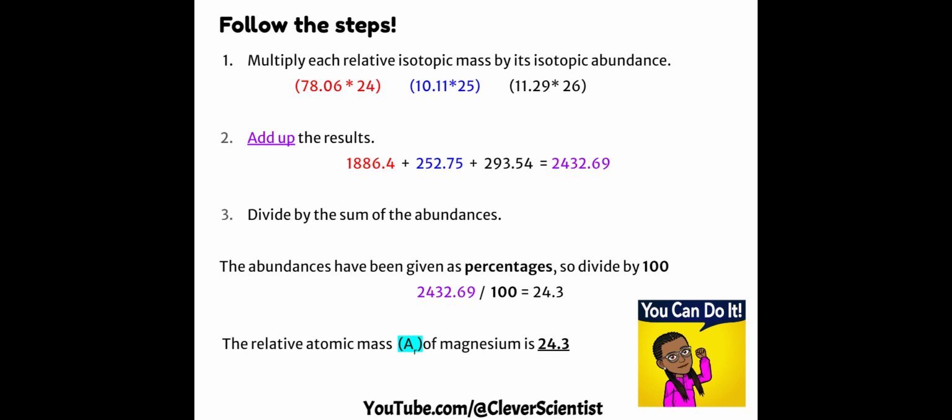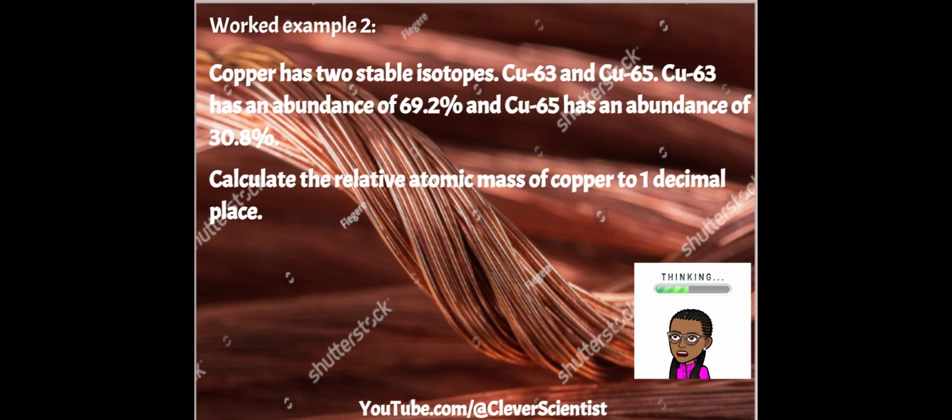Let's have another look at a worked example. This time we're looking at copper. Copper has 2 stable isotopes, Cu-63 and Cu-65. Cu-63 has an abundance of 69.2% and Cu-65 has an abundance of 30.8%. Calculate the relative atomic mass of copper to one decimal place.